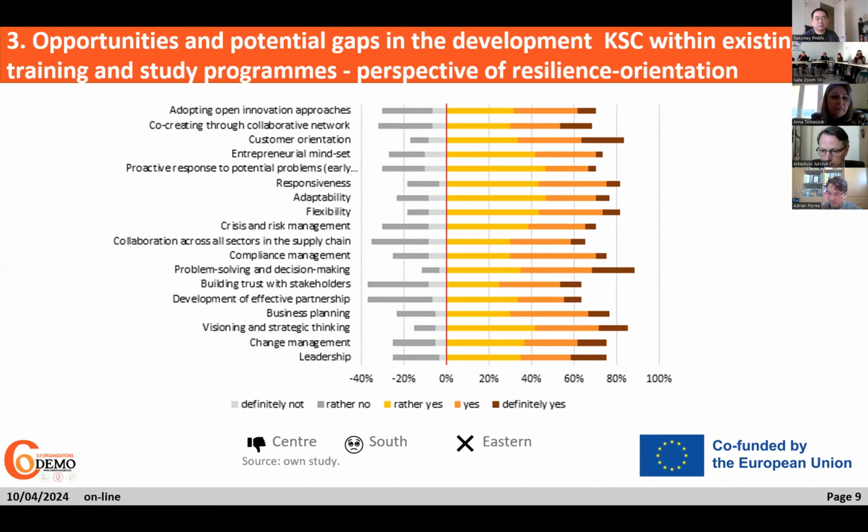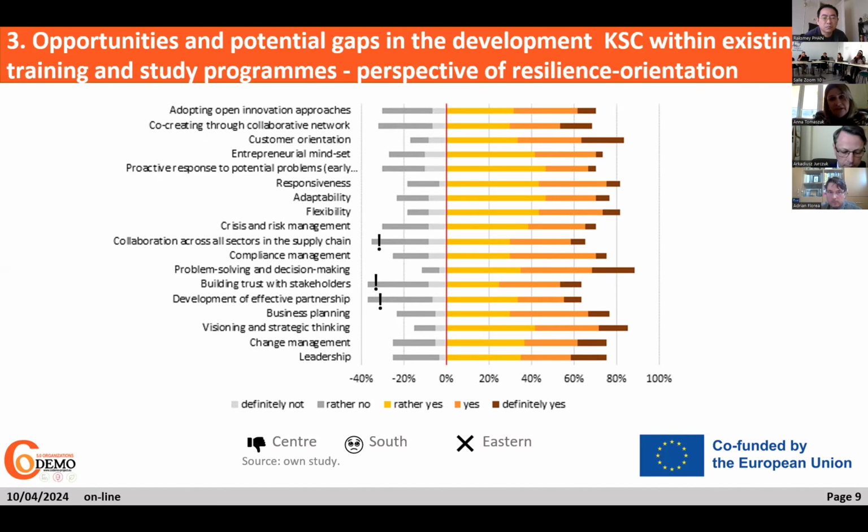perspective which can be observed in a regional perspective. So in case of the first dimension, the resilient orientation dimension, we can observe that especially 3 factors can be improved according to the average of the respondents. There is collaboration across all sectors in the supply chain, building trust with stakeholders, and the development of effective partners.